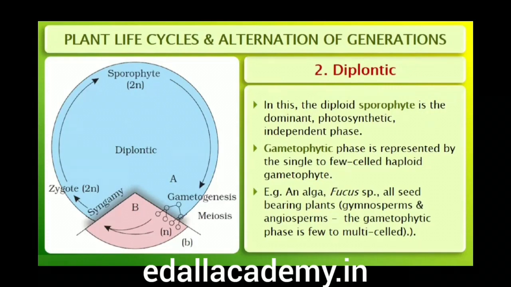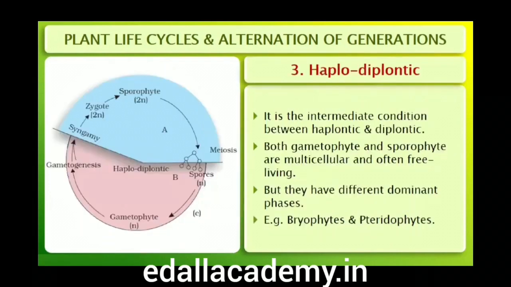In addition, all seed-bearing plants, that is, gymnosperms and angiosperms, follow this pattern with some variations, wherein the gametophytic phase is few to multicelled. 3. Bryophytes and pteridophytes, interestingly, exhibit an intermediate condition, haplodiplontic. Both phases are multicellular. However, they differ in their dominant phases. A dominant, independent, photosynthetic, thalloid or erect phase is represented by a haploid gametophyte and it alternates with the short-lived multicellular sporophyte totally or partially dependent on the gametophyte for its anchorage and nutrition. All bryophytes represent this pattern.